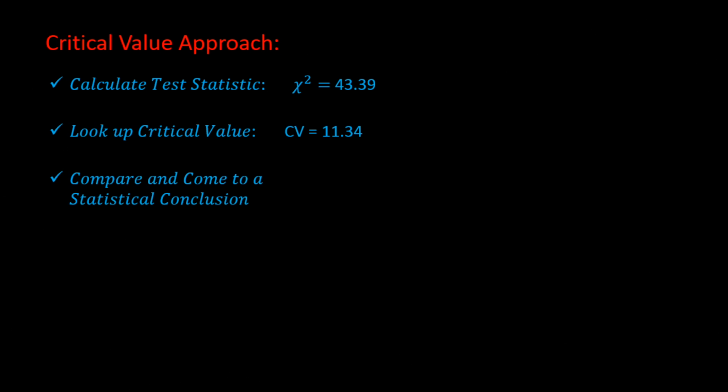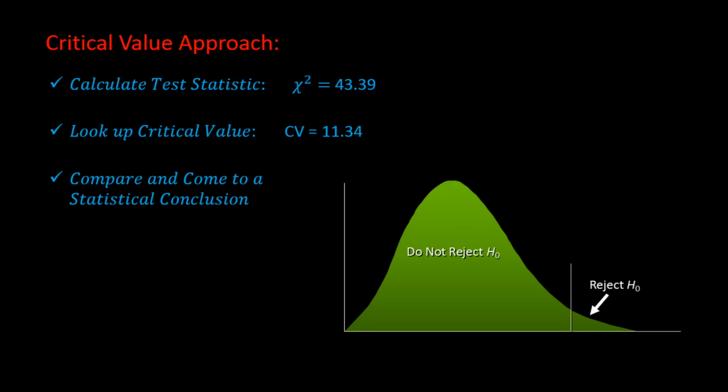Is the test statistic in the rejection or the non-rejection region? Take a look at the chi-square distribution. The rejection and non-rejection regions are split by the critical value, which is 11.34, and the test statistic, 43.39, would be somewhere out here in the tail area.